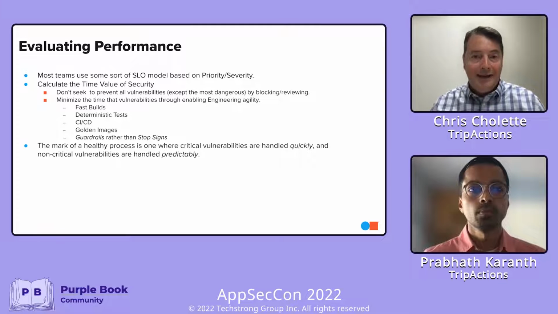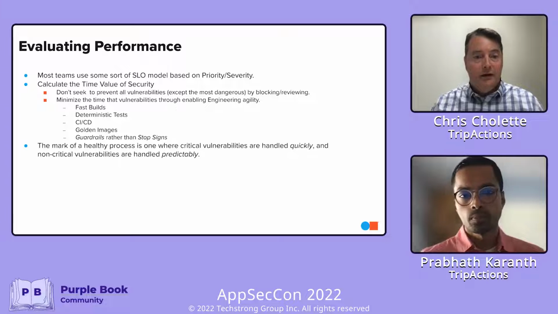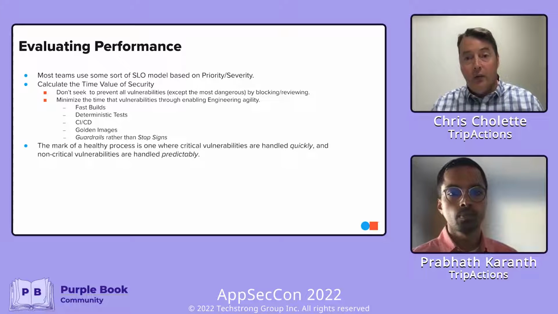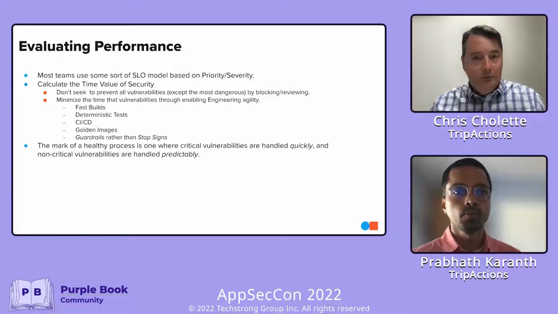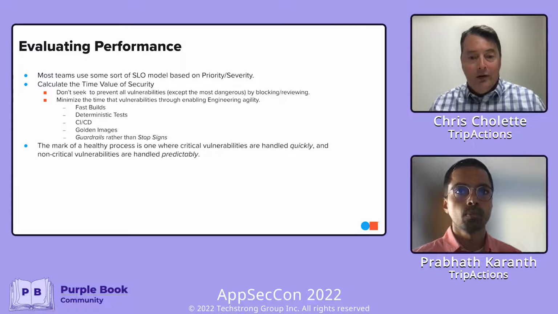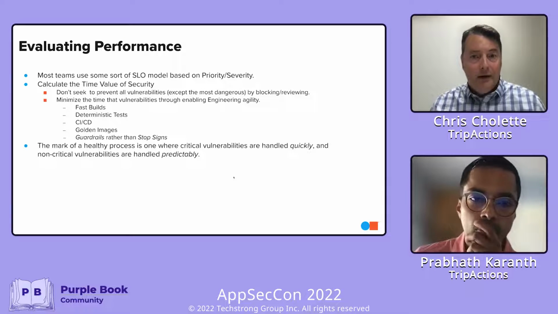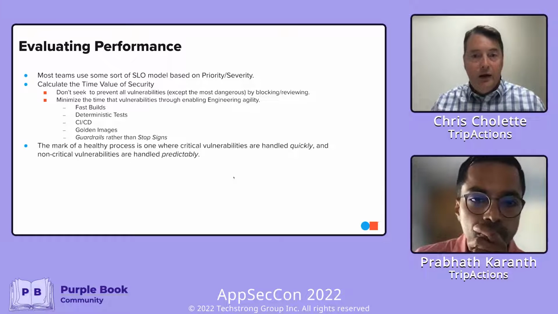And probably the easiest way to evaluate your process, the mark of a healthy process, is one where the most critical vulnerabilities are handled very quickly. So, example, Log4j or the recent Spring vulnerability. If you can mitigate those sorts of issues in 24 to 48 hours across your stack, that's a sign of a healthy organization with the right priorities. And the other thing is non-critical vulnerabilities are handled predictably, meaning that P2, P3 actually get fixed.